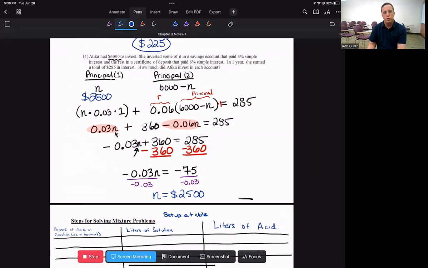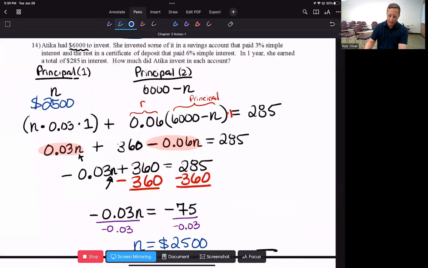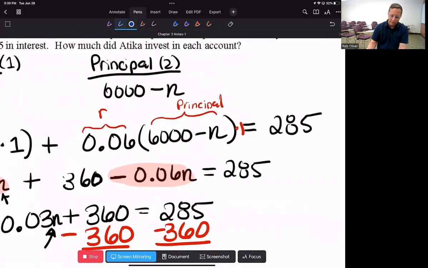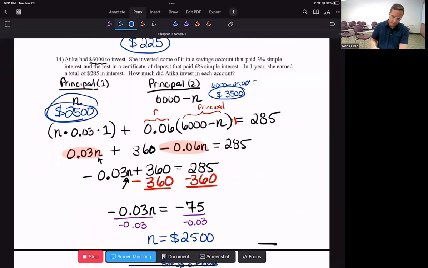So one account has $2,500 in it, the 3% one does. And the 6% account is going to have 6,000 minus 2,500, right? Which is going to be 3,500. And that one is finished. Oops, I'm going to circle that.